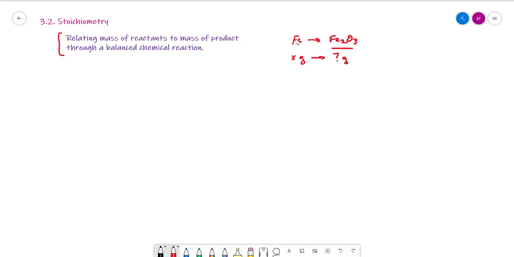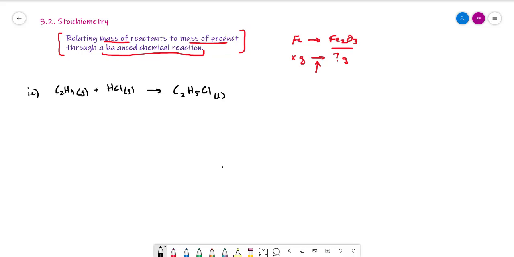So we're really relating the mass of reactants to the mass of product, and our key here, the part that allows us to convert between them, is the use of the balanced chemical reaction, which is why we started with that in video 3.1.